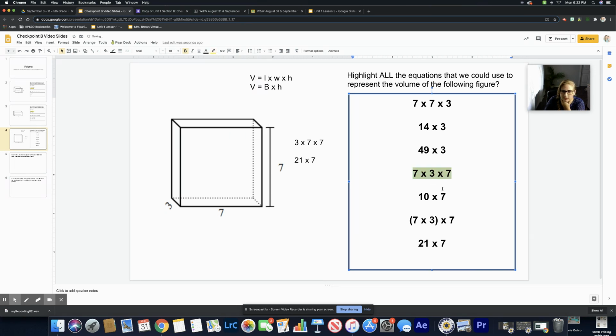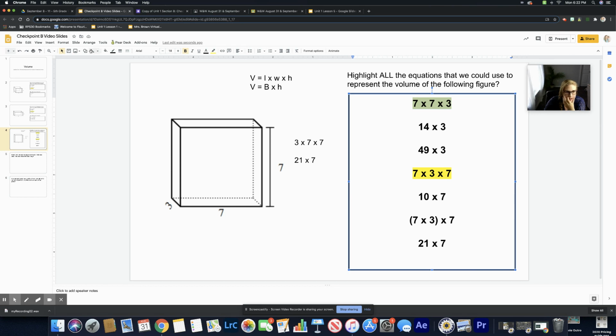So that one looks good. This one here, it looks like they did a width times a height times a length or width. So that one is using the same numbers. So that one is correct. Then I have 14 times 3. Let's think. How could they have gotten 14 by using the length times width times height, or base times height?